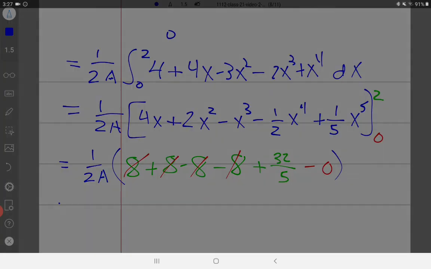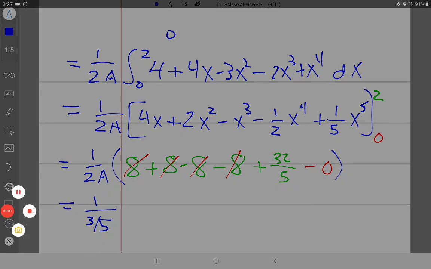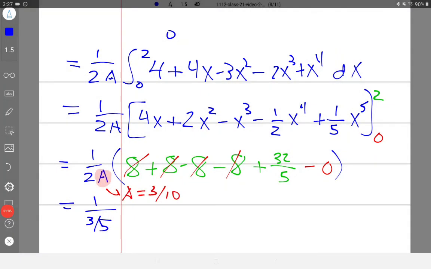So, oh boy, 1 over 2a. A was 3/10, so I'm going to say 3/5. That's 2a. A was 3/10, that's the area of the region, so I'm going to have 1 over 3/5 times, after all that, 32/5. And so dividing by a fraction is like multiplying by its reciprocal.